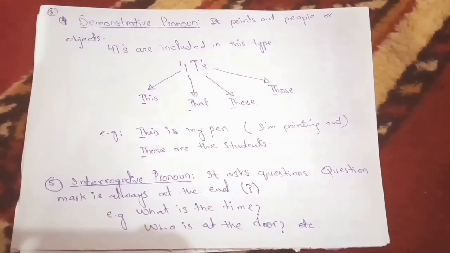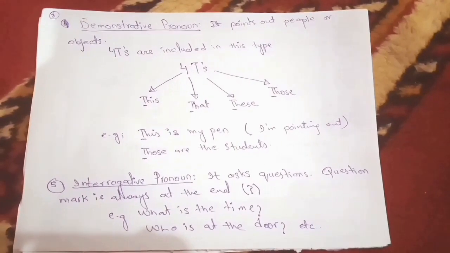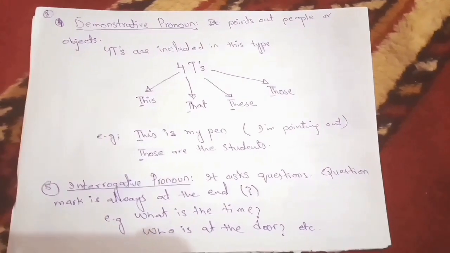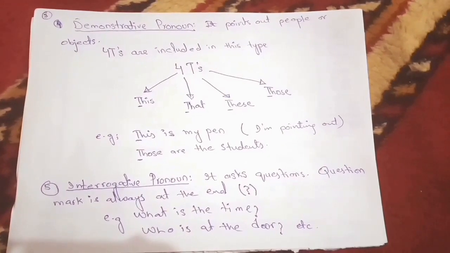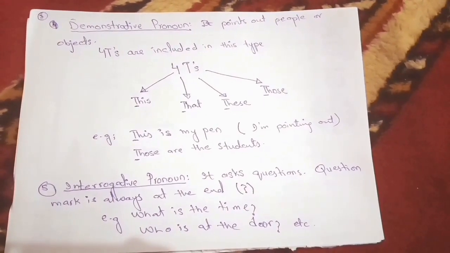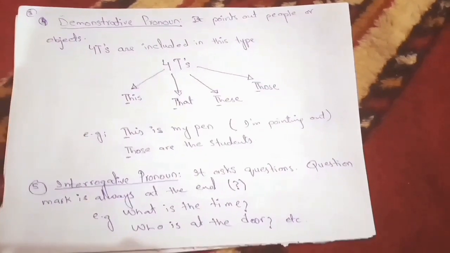For instance, if I say, what's the time? Who are you? What's your name? Who is at the door? These all are called interrogative pronouns because I am asking questions in these sentences.